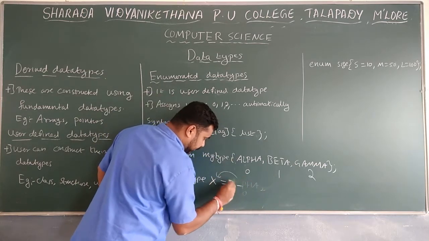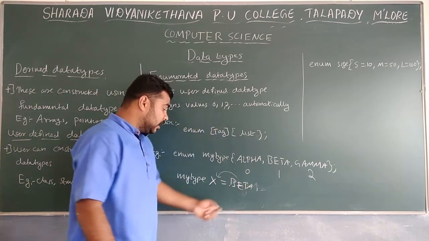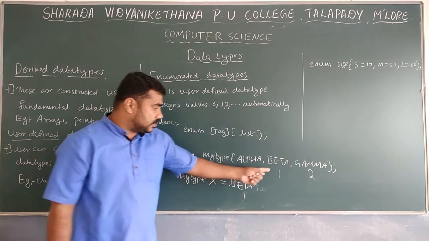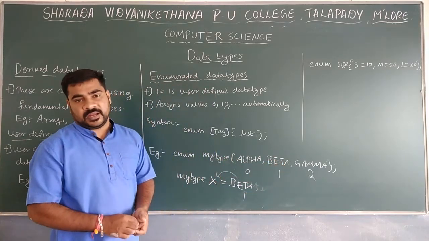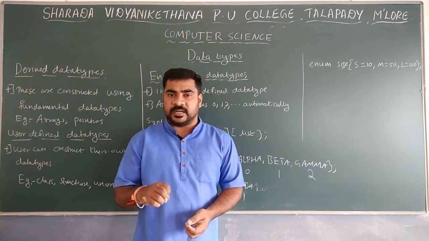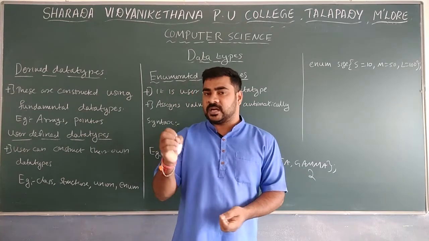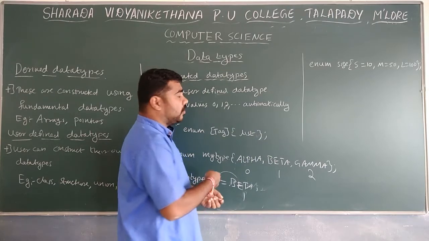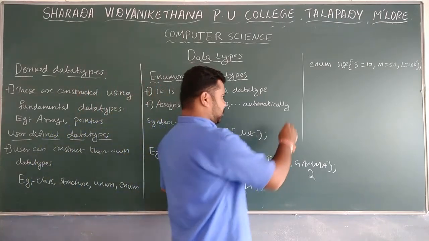If you assign beta, then which value will be assigned? The value 1. Beta's value is automatically given as 1, and that value will be assigned to x. That is in the case of enumerated data types. Enumerated data type means the values are assigned automatically in a sequence starting from 0 and increasing. If you don't want 0, 1, 2, 3, and you want to specify your own data, that is possible here.